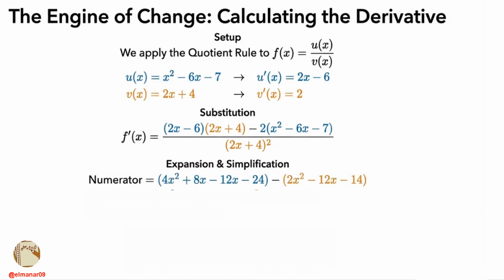Then we distribute that negative 2 into the second parentheses. Watch those signs. A negative times a negative is a positive. Don't let that trip you up in the heat of the moment. We get negative 2x squared plus 12x plus 14.